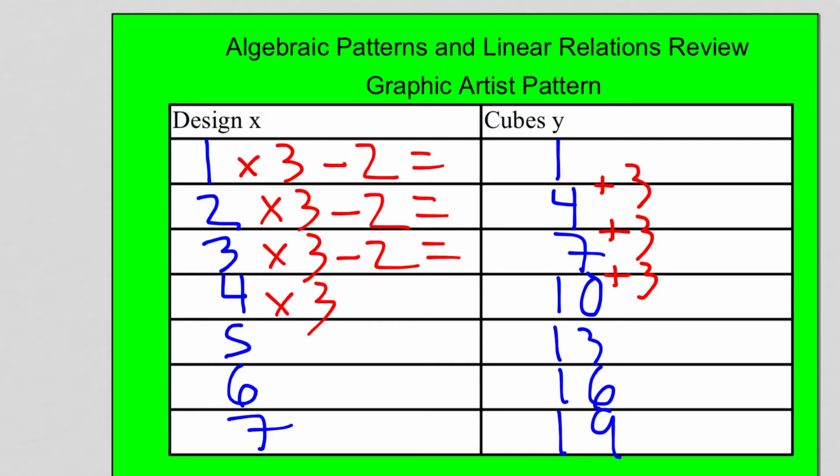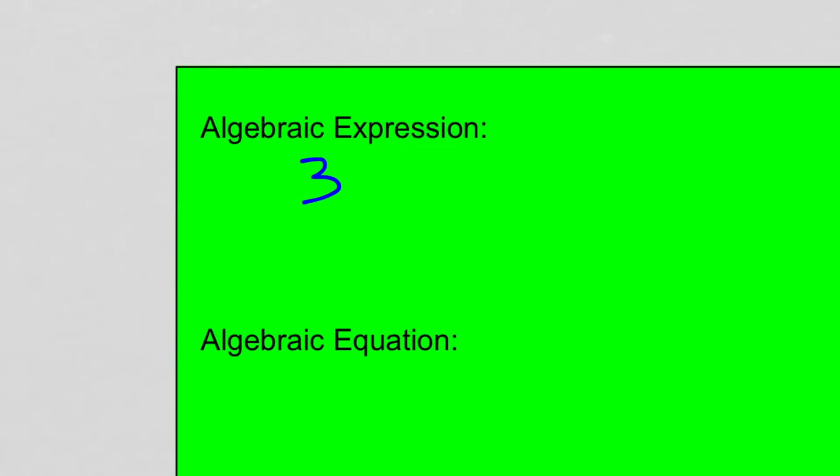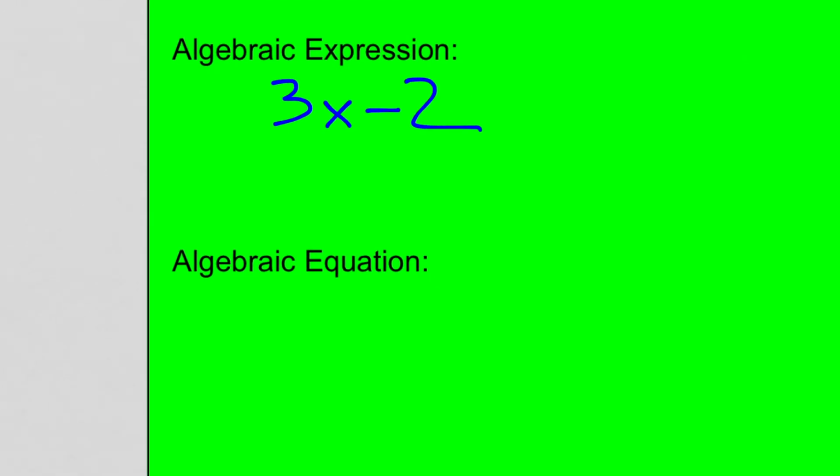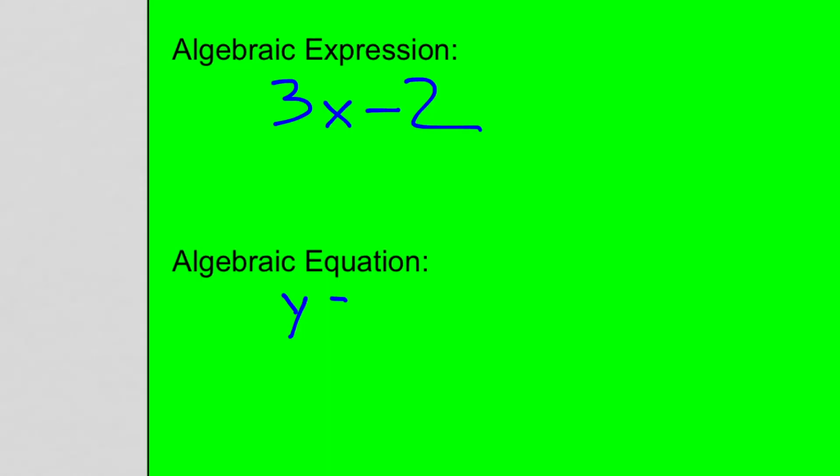Now, how do we express that as an expression and equation? Well, to do an expression, we do the design times 3. So we write that as 3x and then minus 2. And for the equation, we add on the other part, we add on the cubes, which is y. So that's y equals 3x minus 2, or 3x minus 2 equals y. So that's one thing the kids need to be able to do. They need to be able to take a picture pattern and express it algebraically like this.